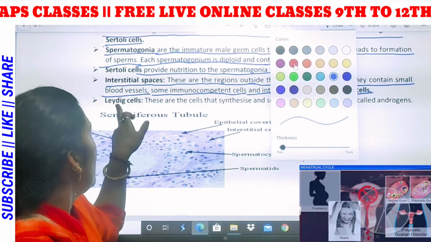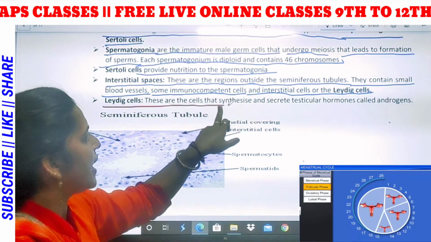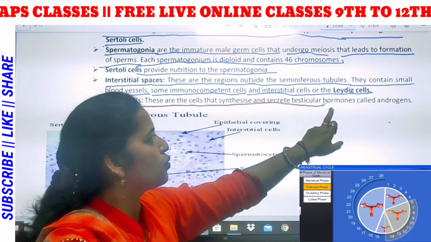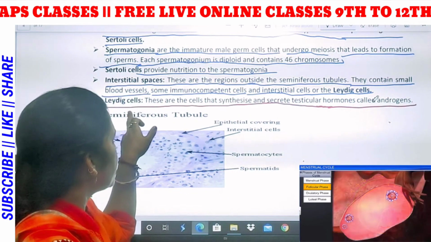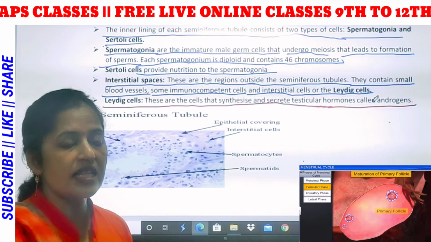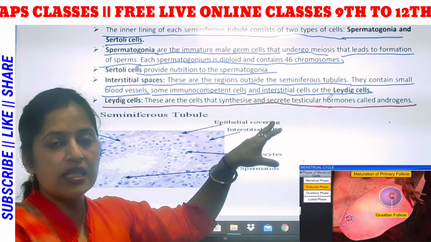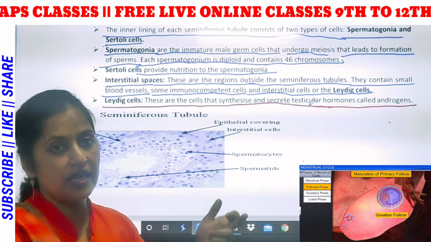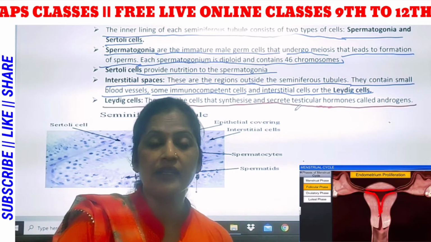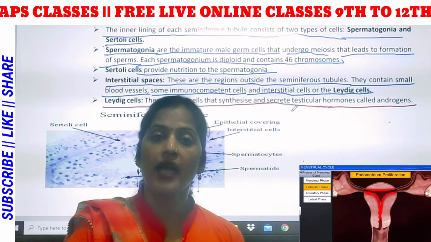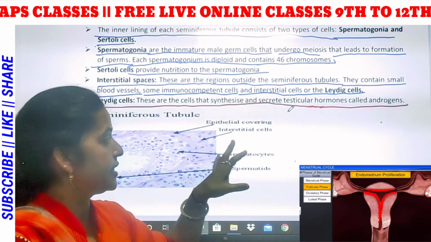Next is Leydig cells. These are the cells that synthesize and secrete testicular hormones called androgens. So your Leydig cells are cells that synthesize and secrete. They synthesize, and after the synthesis they secrete the testicular hormones, and those testicular hormones are known as the androgens. So this is the main function of the Leydig cells.